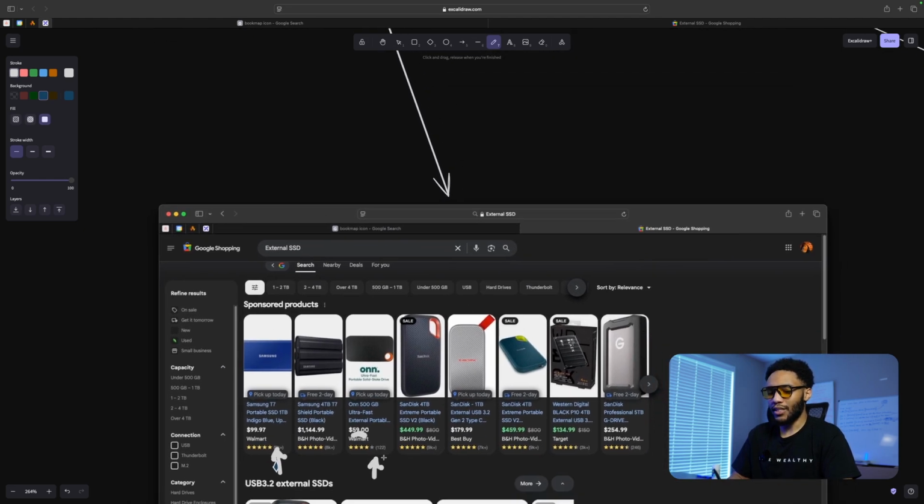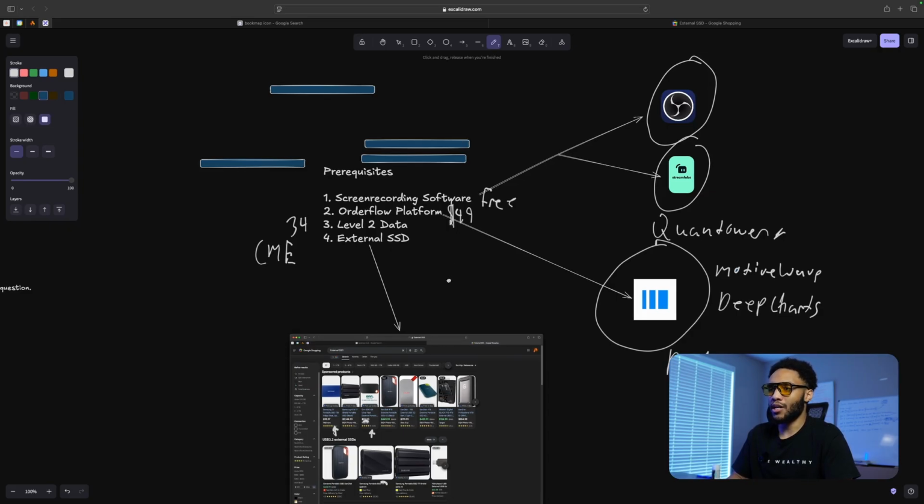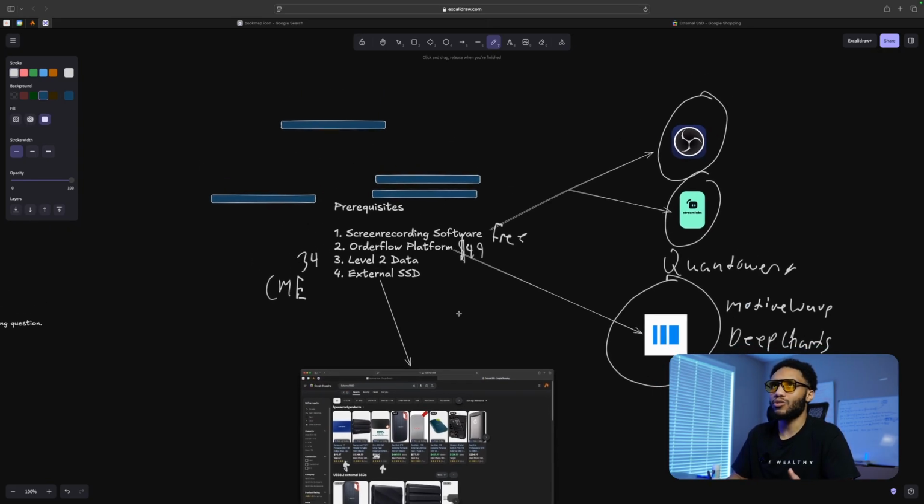So now that we have all the prerequisites out of the way, we can talk about the, I guess we can so-called say, the process, right? Once you have this, the flow works like this. You screen record your sessions with OBS or Streamlabs.